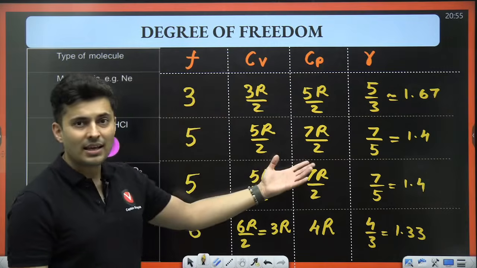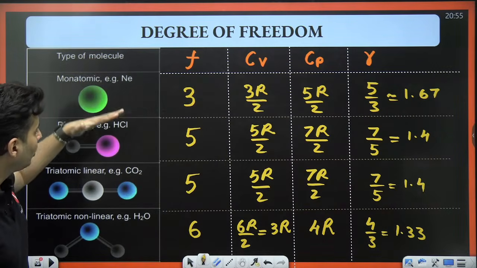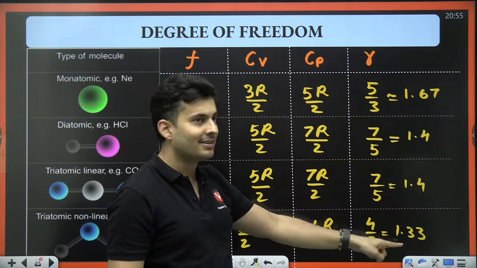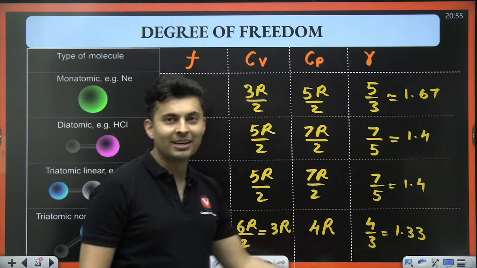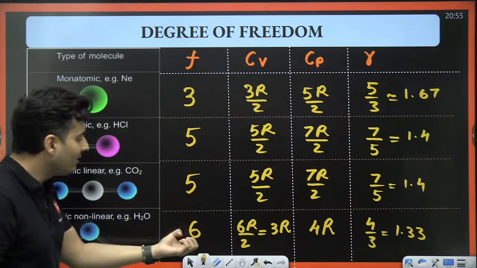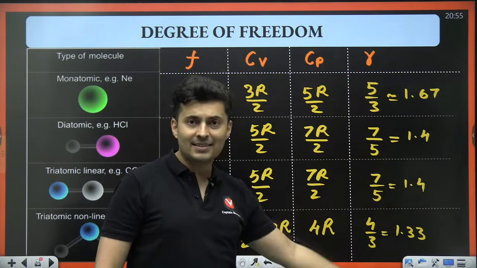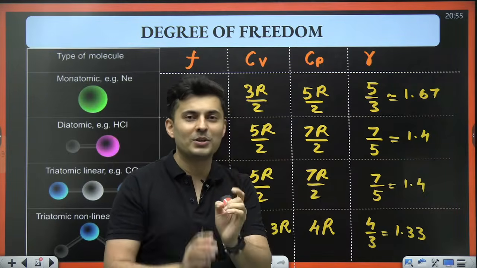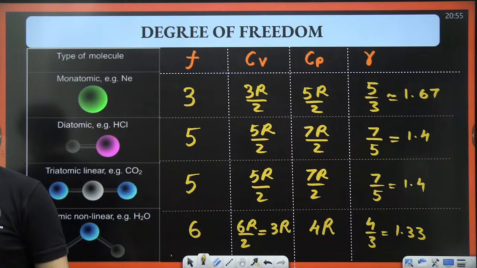So what do you see? As you go to more and more degrees of freedom, as you go from mono to dia to polyatomic, the value of gamma decreases: 1.67, 1.4, 1.33. If there was something with even higher degrees of freedom, it would go lower still. So as the degrees of freedom increase, the gamma value becomes closer and closer to 1. That's what you are seeing. Is that clear, everyone? Understood?